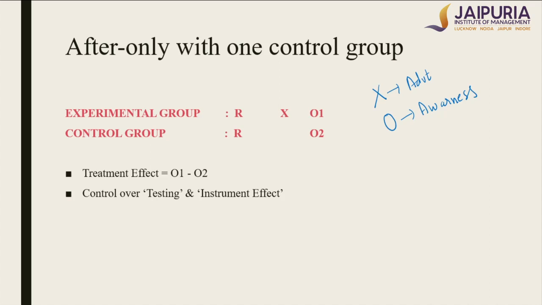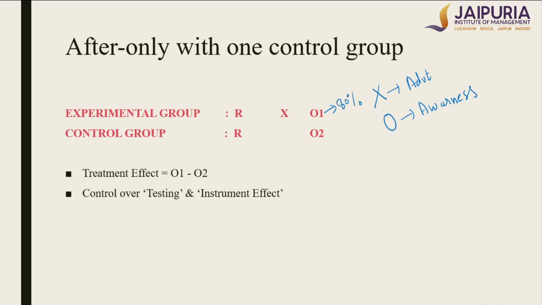So in this design, how are we conducting? First of all, we form 2 groups. One is known as the experimental group and another is known as the control group. These groups are formed by any random process. After that, we apply the treatment, or we show that advertisement to the experimental group, and after applying this treatment, we observe awareness in the experimental group as well as in the control group.